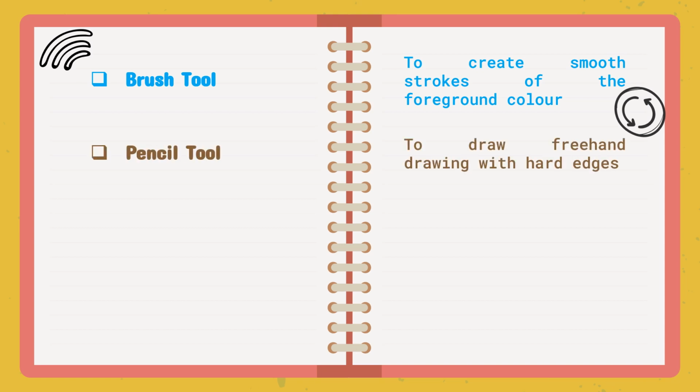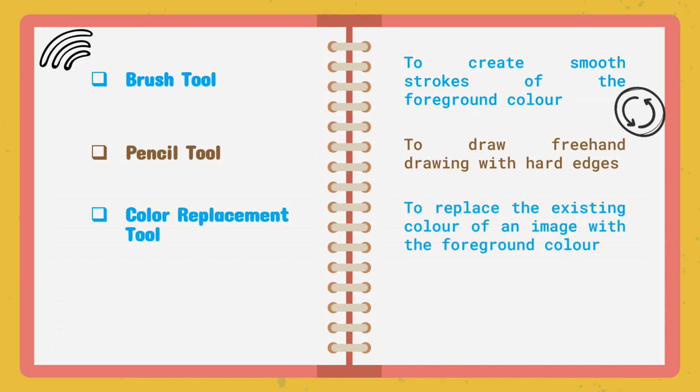Next is your pencil tool. Pencil tool is also used for doing the freehand drawing, but it will have some hard edges. Next is color replacement tool. This tool can be used to replace some existing color of an image. If you want to change the color of some dress or the color of some wall, you can change the color by using the color replacement tool.